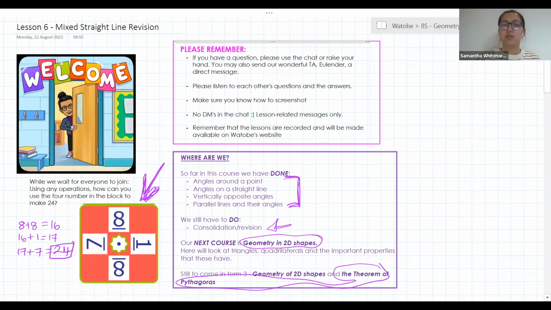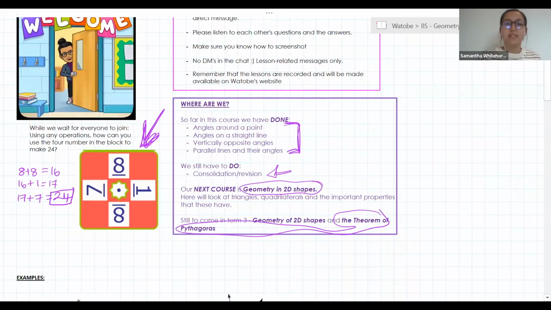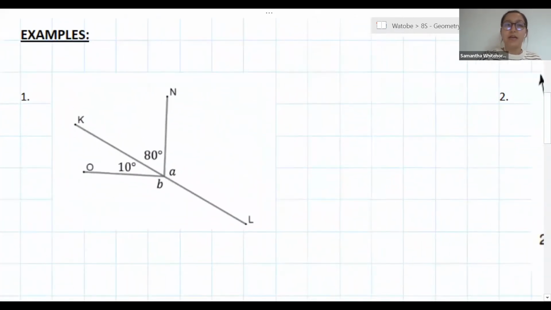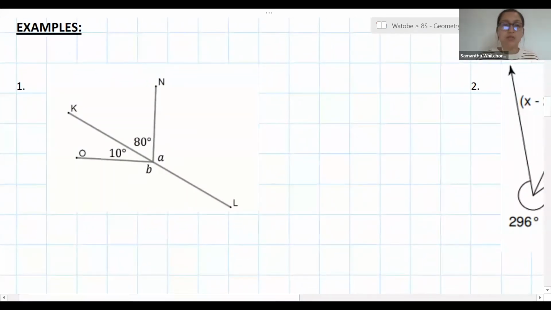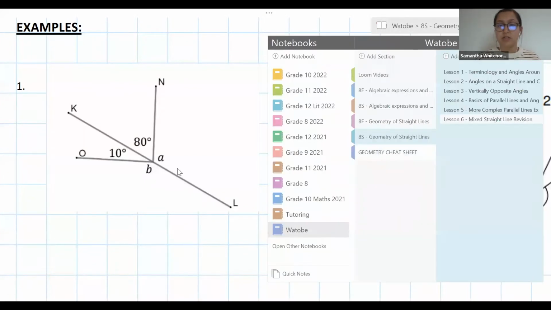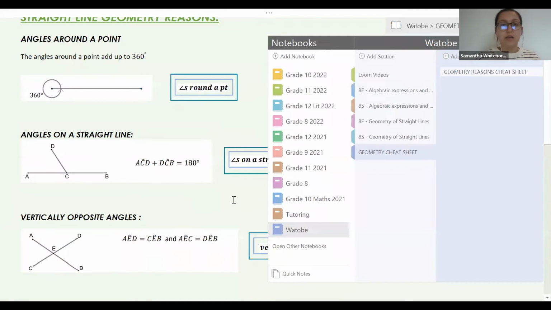What we are going to do today is just revise what we have been doing. So we're just going to jump straight into some revision. Now, guys, remember, we have actually learned a bunch of reasons. And before we do this, I'm just going to remind you of those reasons.